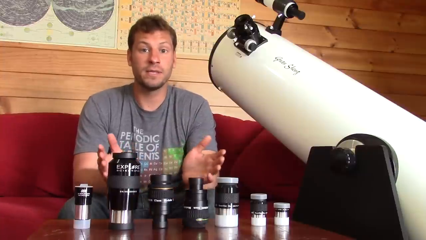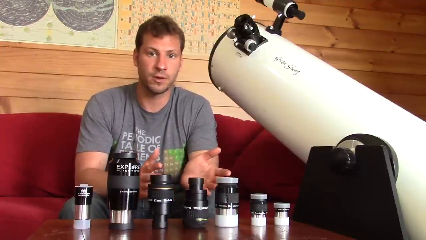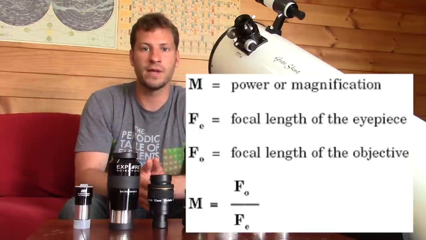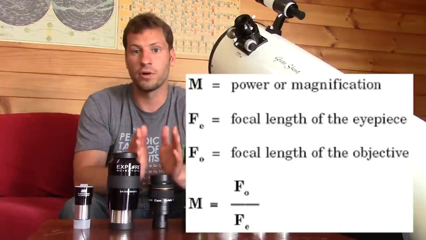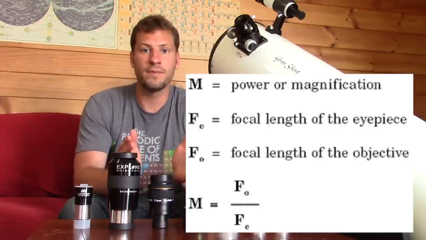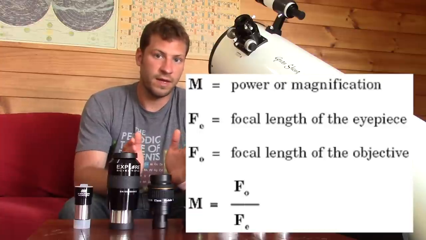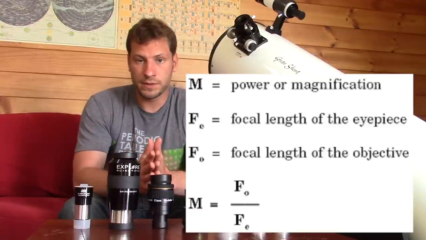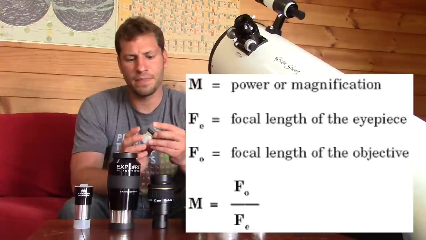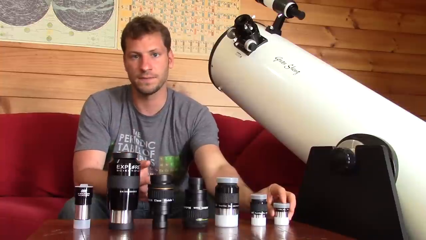Now, focal length is very important because we use that to determine the magnification of an eyepiece with our telescope. And the basic way you do that is you divide the focal length of the telescope by the focal length of the eyepiece. So if you have an eyepiece with a focal length of 10 millimeters and a telescope of 1200 millimeters, then the magnification is going to be 120 times. Now, if you have a focal length in your eyepiece of 20 millimeters, it's going to be 60 times. So obviously, as the focal length of the eyepiece gets smaller, you have more magnification. As it gets bigger, you have less magnification.